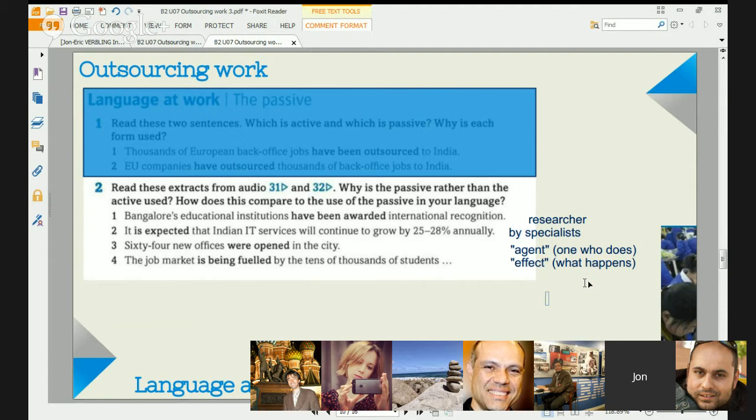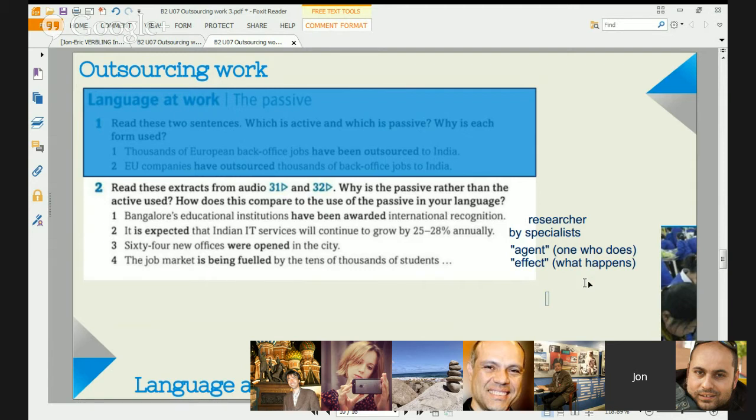So read it for us first, so it's clear. The job market is being fueled by the tens of thousands of students. Okay. Passive voice, right? Yes. Right. Is the agent known or unknown? Unknown. Correct. We don't know.